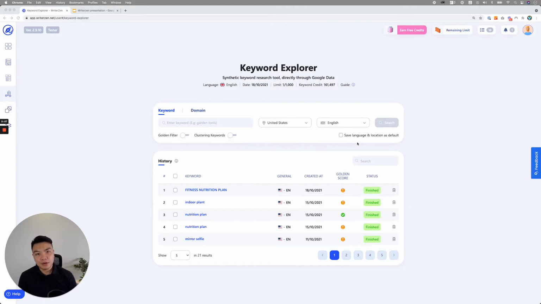In today's video, I'll be talking more in depth about how you can utilize one of the most useful functions in our Keyword Explorer toolset, and that is the Golden Filter function.